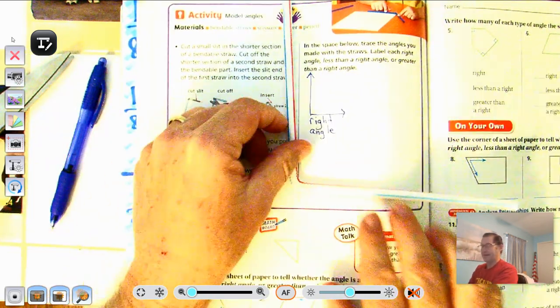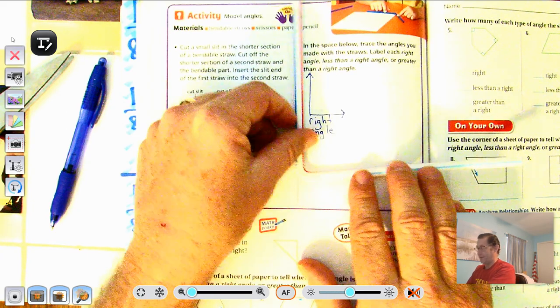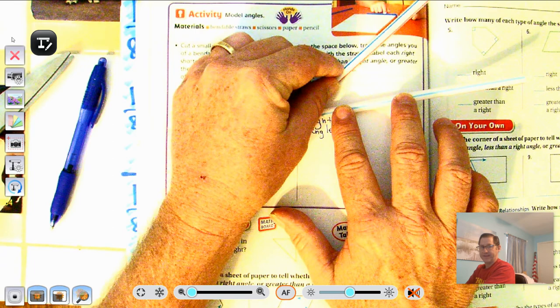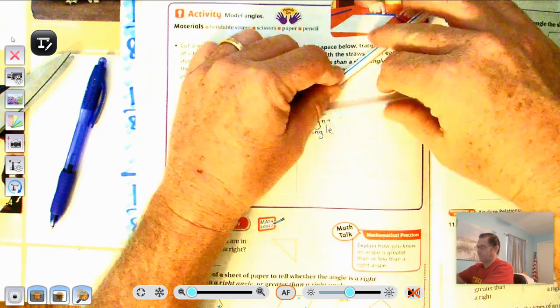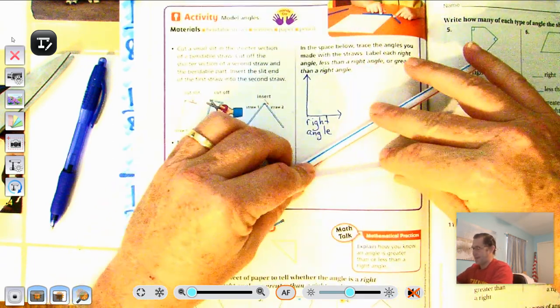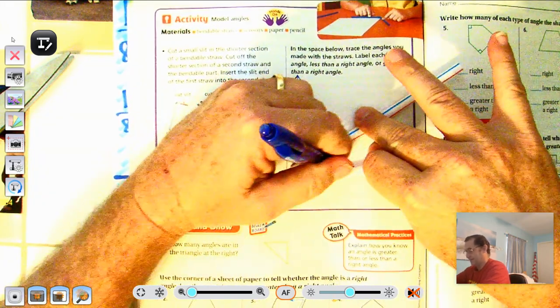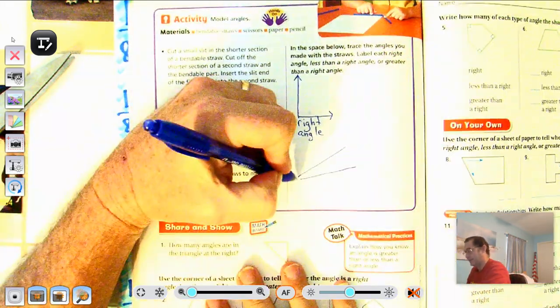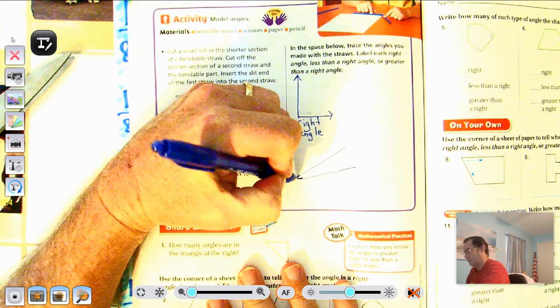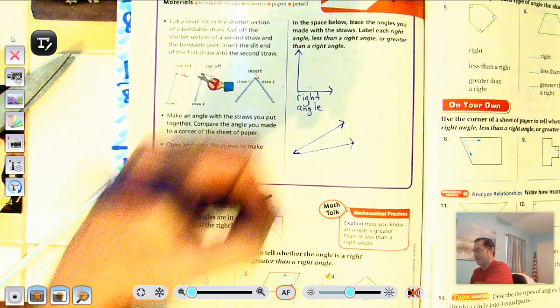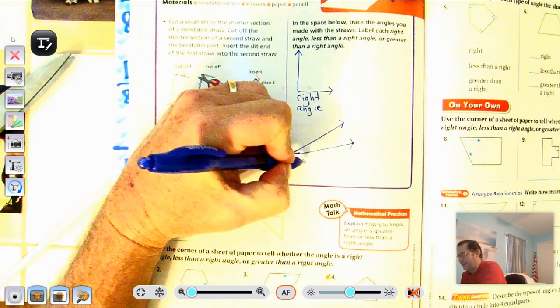Now this time, take the straw from your right angle, and let's close it a little by bringing the top of the angle down. Okay, so if we do that, we can trace the inside, and we get an angle like this. Okay, and that angle is less than a right angle.